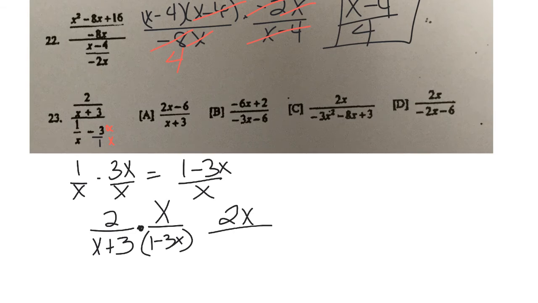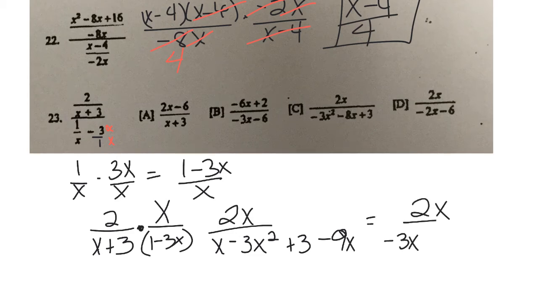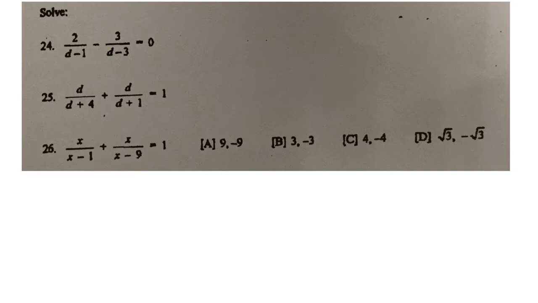And it looks like we're going to need to figure out what the denominator should be, so let's multiply this out. X times 1 is x. X times negative 3x is minus 3x squared. 3 times 1 is 3. And 3 times negative 3x is negative 9x. So when I combine like terms, I get negative 3x squared minus 8x plus 3, which makes the answer C.